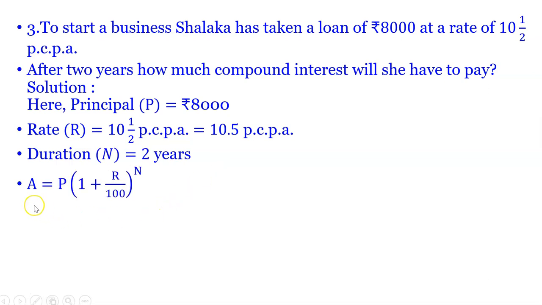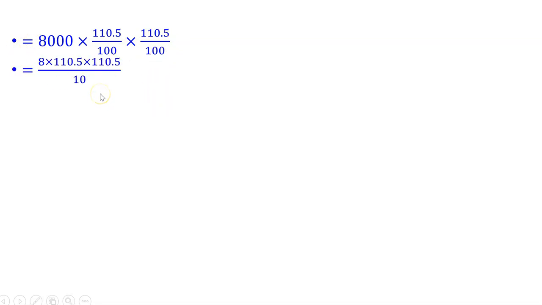Here we use the formula A is equal to P in bracket 1 plus R upon 100 whole bracket to the power N, and P is 8,000 in bracket 1 plus R is 10.5 upon 100 bracket square. And again after simplification, you will get 8,000 into 110.5 upon 100 into 110.5 upon 100. Again zeros get cancelled, then you will get 8 into 110.5 into 110.5 upon 10. Therefore, after simplification, you will get A is equal to 9768.2.